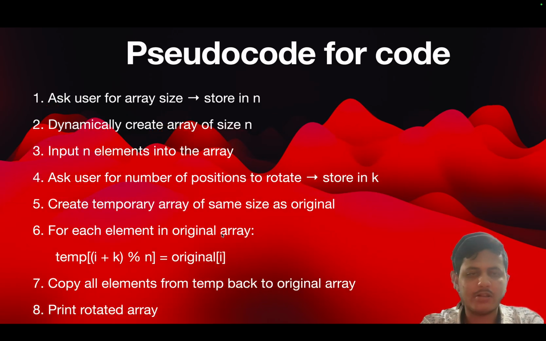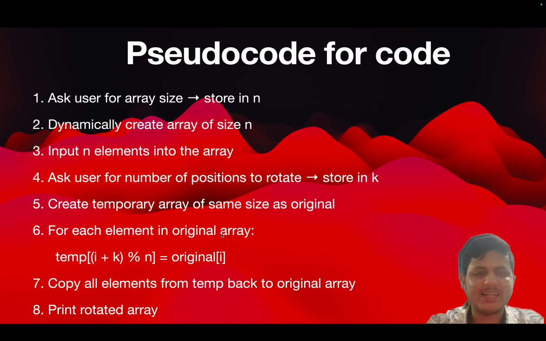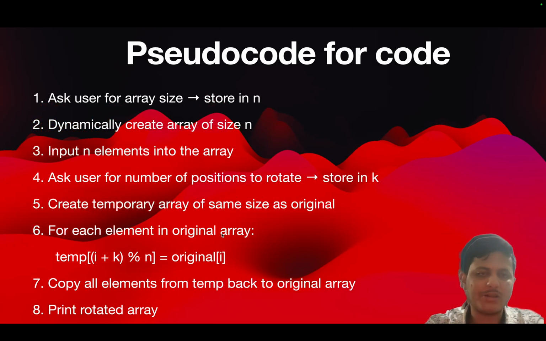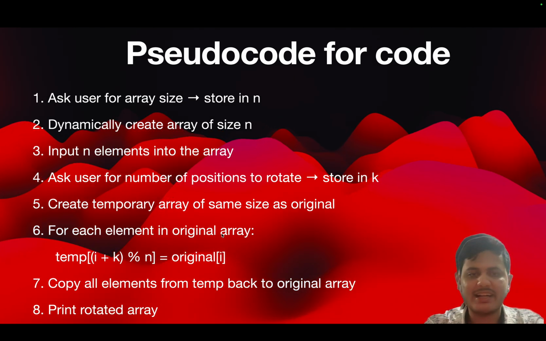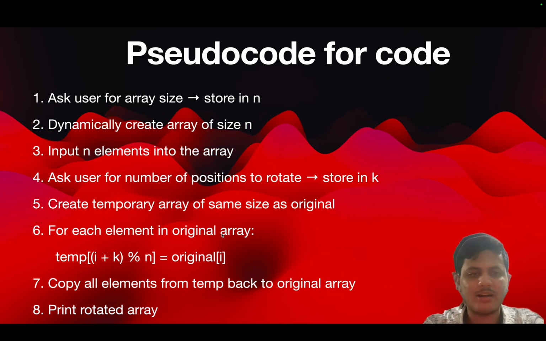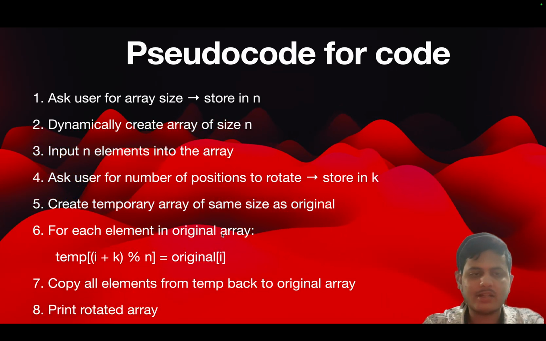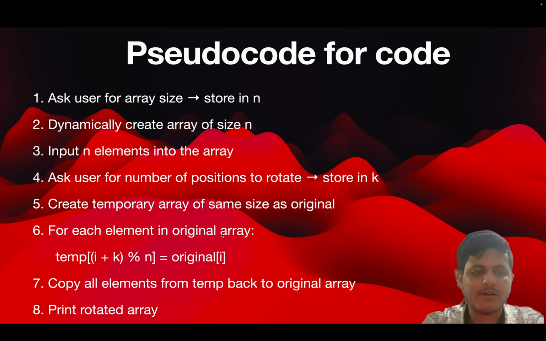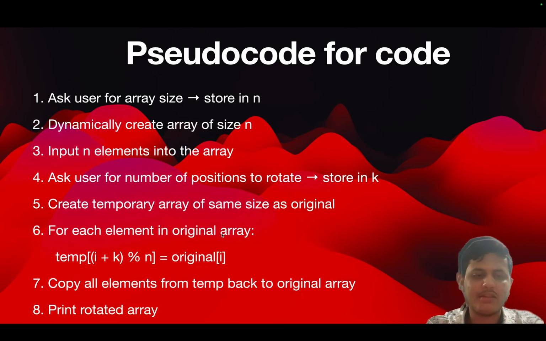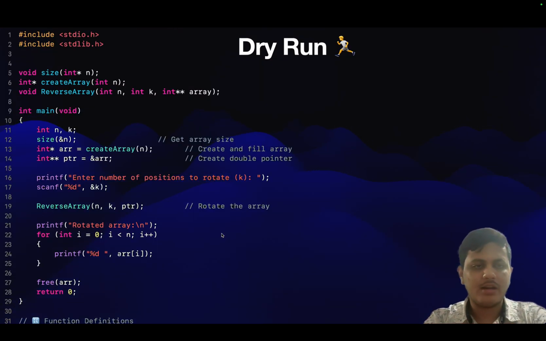So let's look at the pseudo code for it. As we can see, it's quite simple. Just ask the user for the array size and create the array, and keep the number of elements somewhere in a variable, and that's it. Ask them for the number of rotations they want to do, and just apply this formula. That's all we have to do. Let's look at the code in the C language.